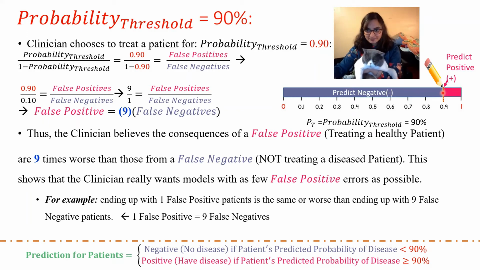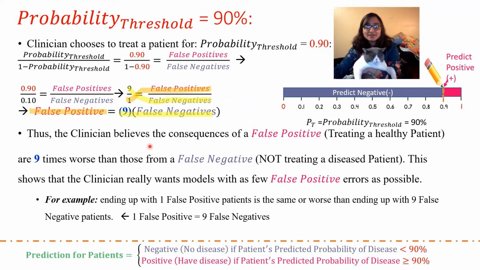That's what we're predicting. So based on that now, we're just going to plug in 90% as we've done before, guys. 90% over 1 minus 90% equals false positives over false negatives. So that's just 90% over 10%. And that just simplifies to 9 over 1 equals false positives over false negatives, and then we can cross multiply here, just multiply these together. 9 false negatives equals 1 false positive. That's what this is here. So essentially 1 false positive equals 9 false negatives.